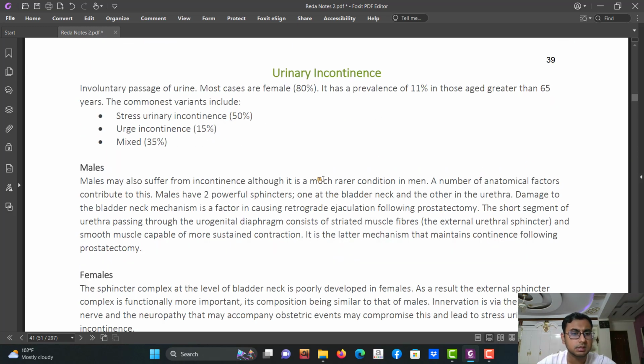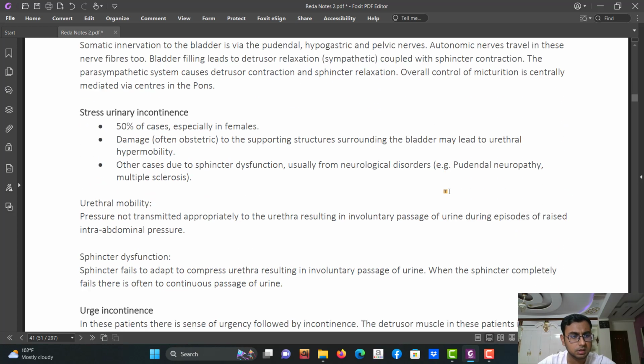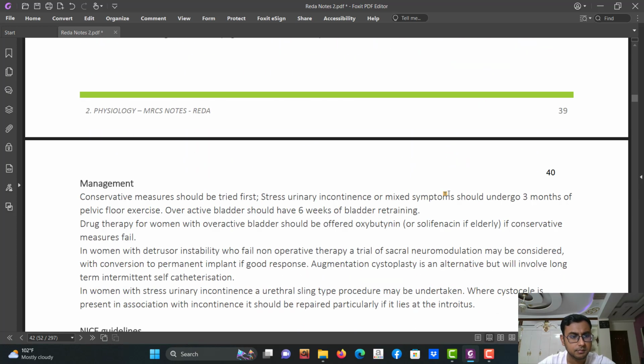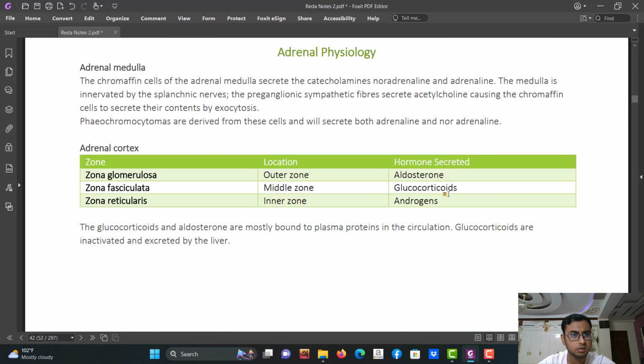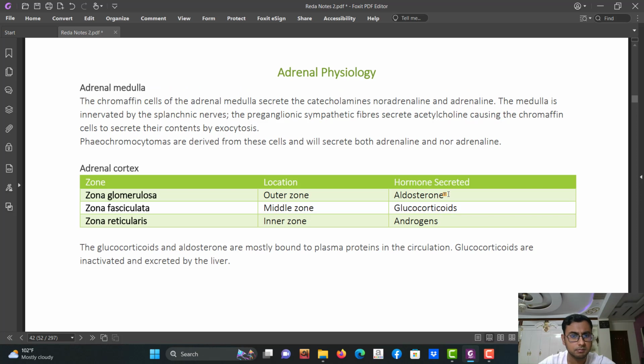Urinary incontinence is in the urology section, not pathology at least. But in short, they describe this. I am going to discuss it in the urological section. Urology. Okay.